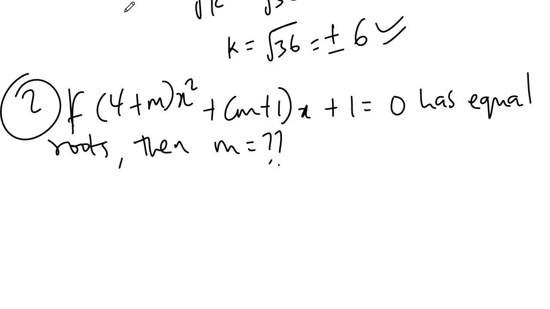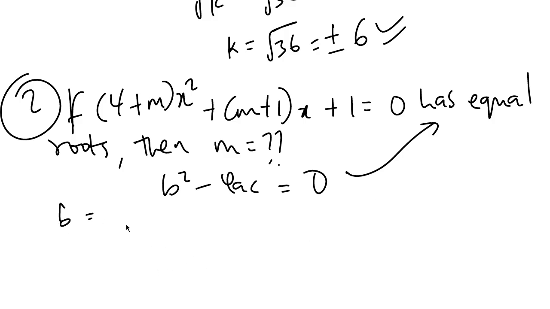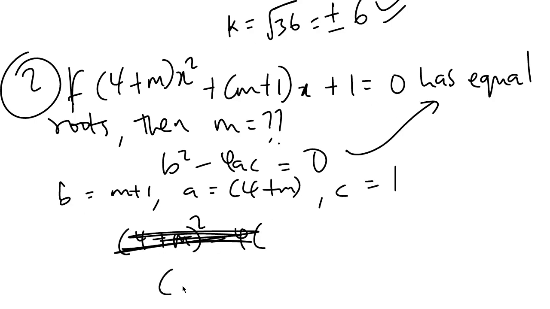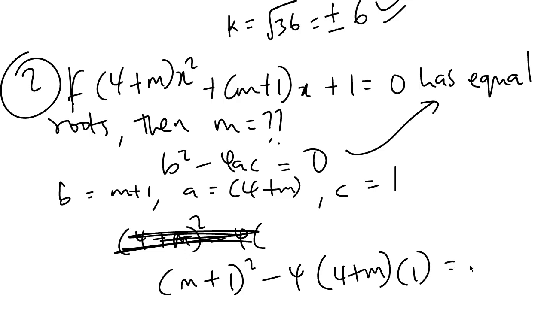So what do you do? Follow the principle that says b squared minus 4ac has to be equal to 0 for the roots to be equal. What's our b in this case? Our b is m plus 1. What's our a? 4 plus m. And our c is 1. So directly substituting, we have... sorry for the mistake, our b is m plus 1, so that will be (m plus 1) all squared minus 4 into a, which is 4 plus m, into c, which is 1, and that should be equal to 0.